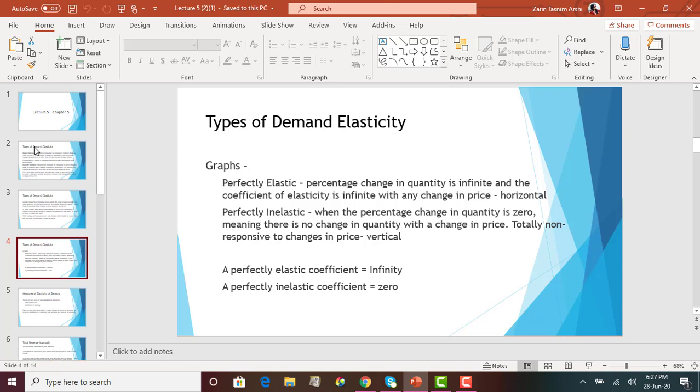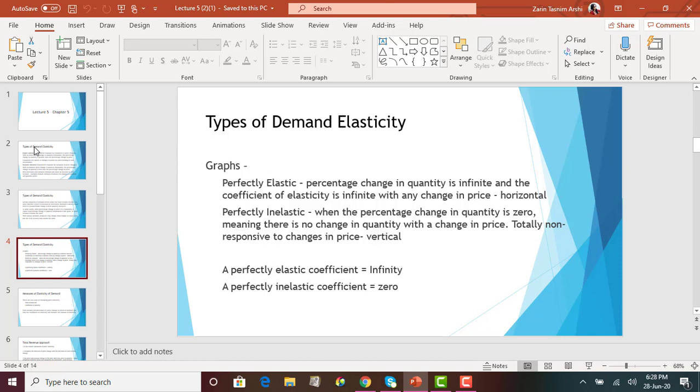So these have different demand curve shapes, and I'm going to draw that shortly, but I want you to remember these two things. We are going to learn how to calculate the coefficients, but if I say a product is perfectly elastic, then the coefficient of that product is infinity. Now if a product has a perfectly inelastic coefficient, then that coefficient is equal to zero. Always remember that, keep it in mind.